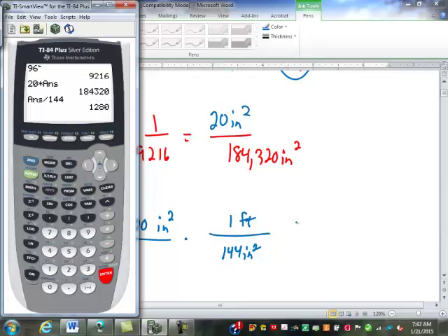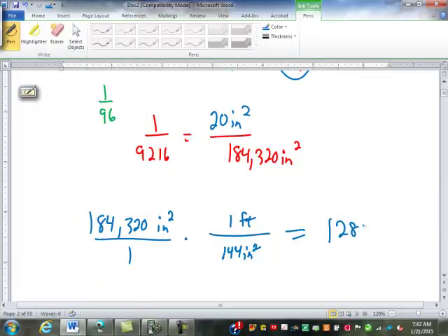Gives us 1,280 square feet. Anybody get that one right? Anybody try that one? Okay. So that one's pretty straightforward. When you're dealing with a scale drawing, of course, you know you're dealing with areas. But now for number 8, it's a little foggier.